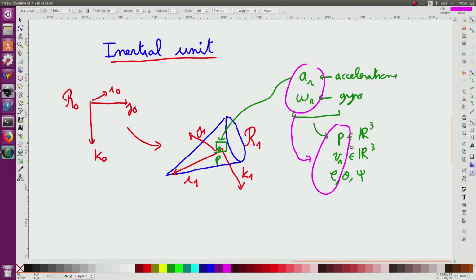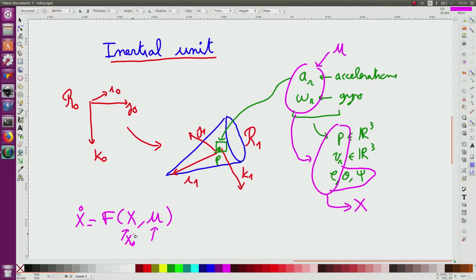To do this, I will take the vector P, VR, and the Euler angles, and I will build a vector named X, and the measured quantities I call U. I will try to write this system in the form X dot equals f of X and U. U is measured, and I assume I know the initial state. Using an integration method such as the Euler method or Runge-Kutta method, I will be able to integrate this equation and have a solution x of t, an approximation, which corresponds to the trajectory of the vehicle, not only in R3 but also its speed and its orientation.